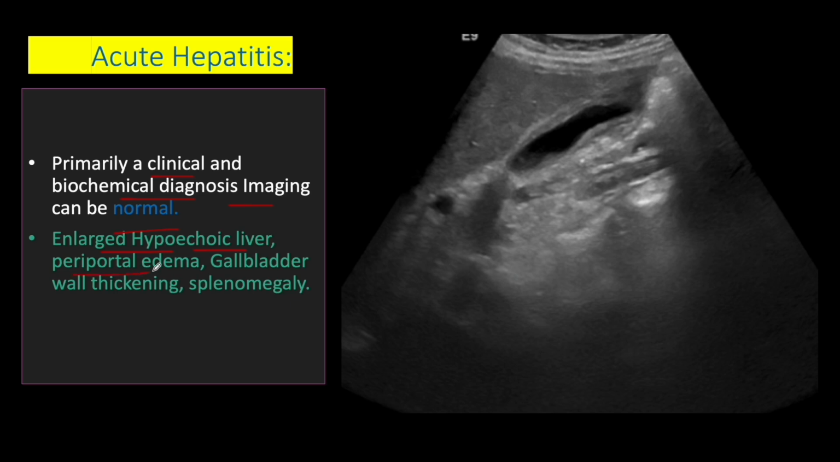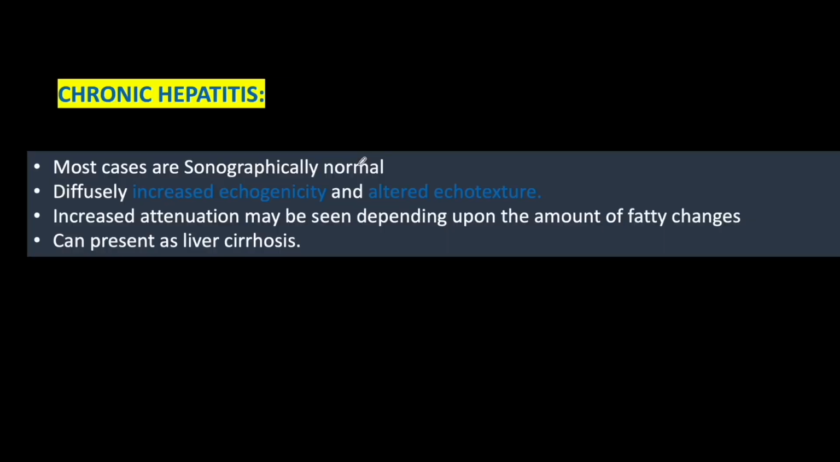Another important finding is periportal edema. And if the patient has hypoalbuminemia, the gallbladder wall may be thickened. Sometimes in acute hepatitis, the spleen can also get enlarged. In acute hepatitis, Doppler is usually normal. Here you can see the liver is hypoechoic and the gallbladder wall is thickened and edematous. In chronic hepatitis, most cases are sonographically normal. However, there may be diffusely increased echogenicity and altered echotexture.